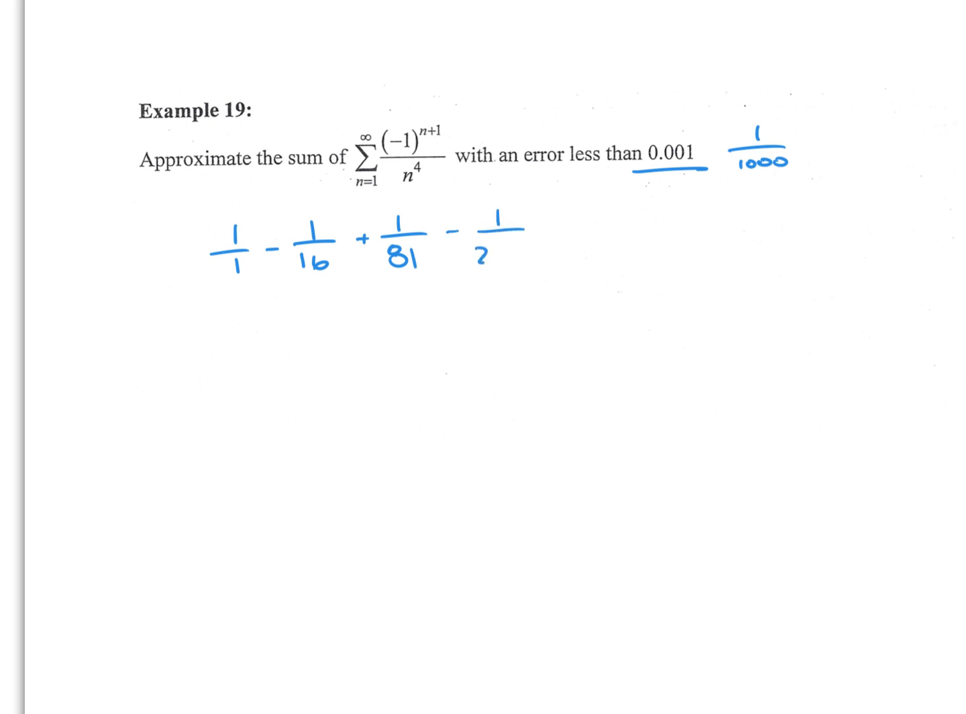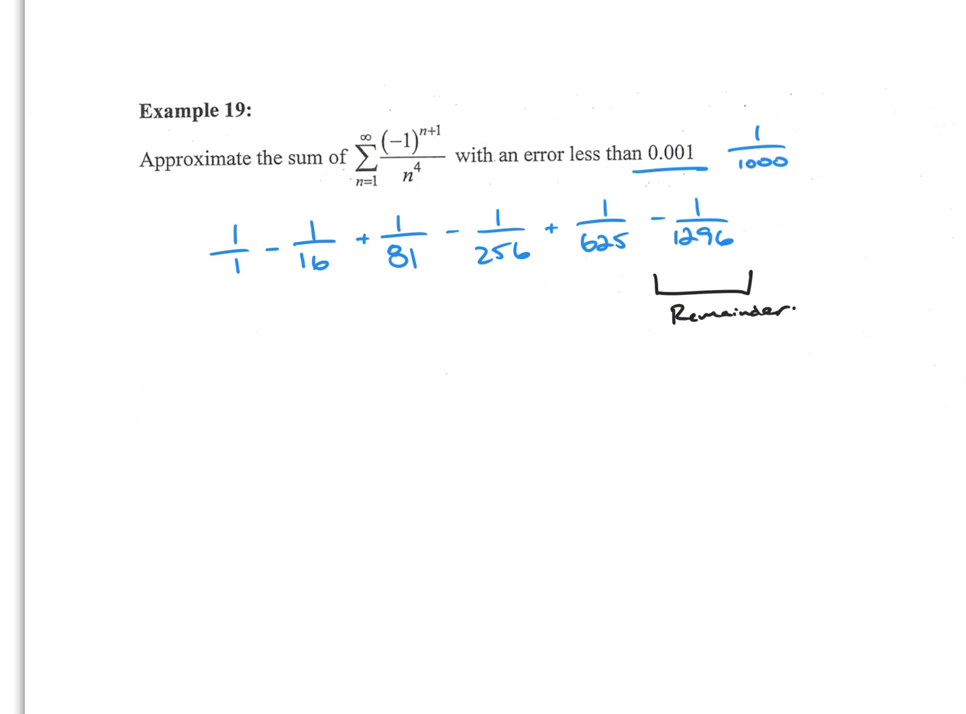Minus 1 over 256. All right. And then what is my 5th term? 1 over 625. Are we there yet? No. All right, what's my next term? 1 over, what? 1296. Are we there yet? Yes. So this term is my what? My remainder. That is my remainder.